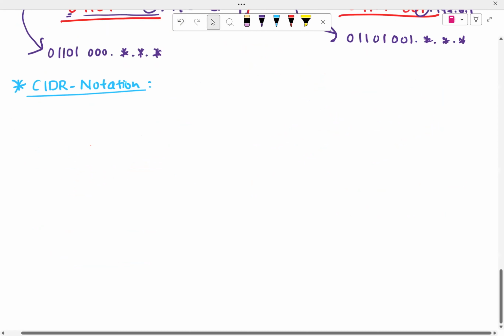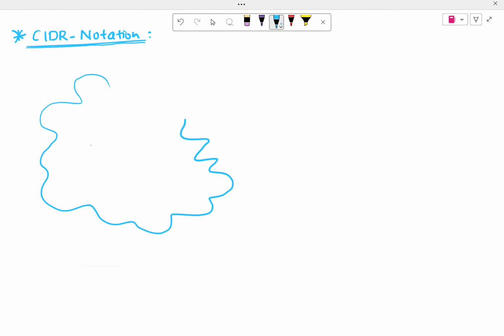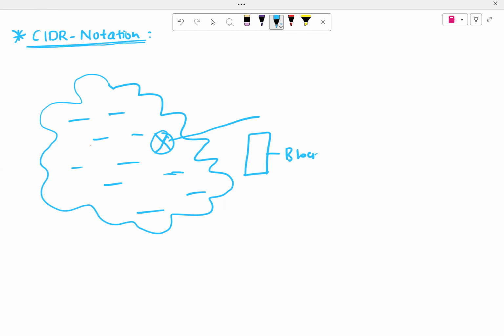CIDR notation says that, let's say you are setting up a new network and you have a router connected to the outside world. First, you need a set of IP addresses for your systems. You need a range, or a block of IP addresses, from your ISP or internet service provider to uniquely identify your network, right?